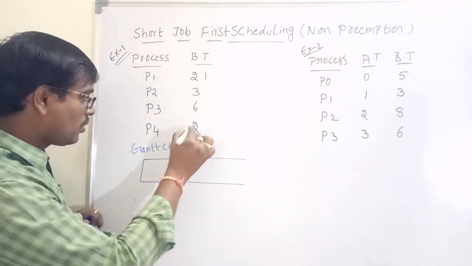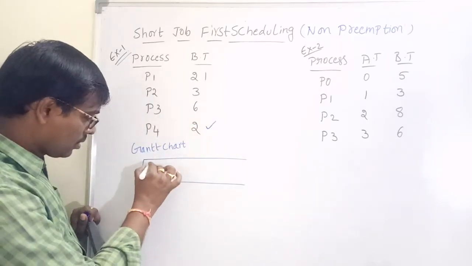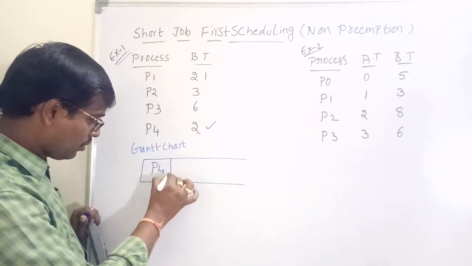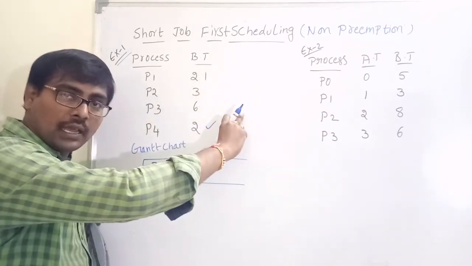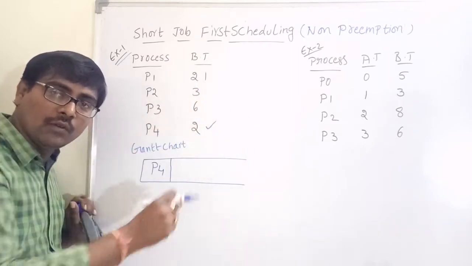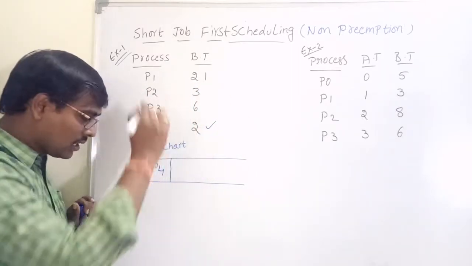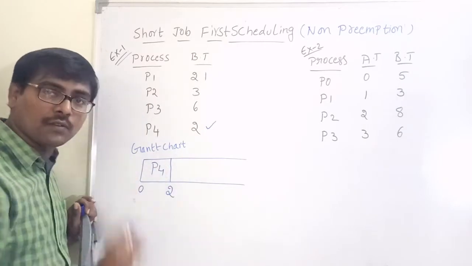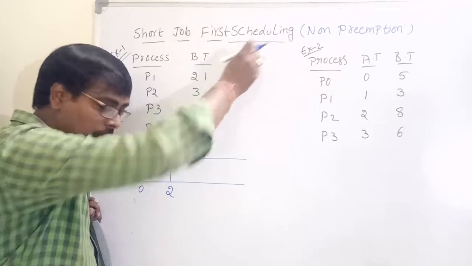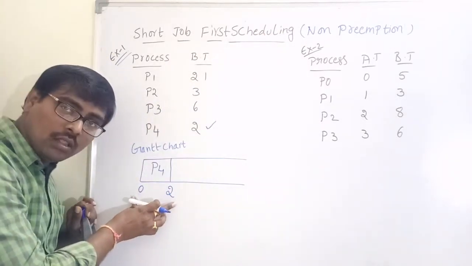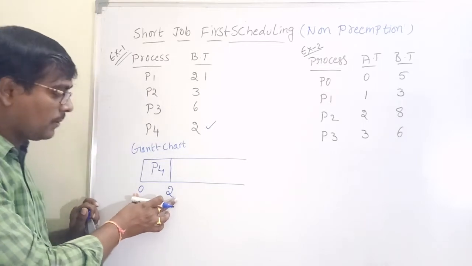So here the smallest burst time is for process P4. So we are allocating the CPU to process P4. If they are not given any arrival time, that means they arrived at time 0. How much time does it require? It requires 2 units of time. It is non-preemption, so it takes all 2 units of time.